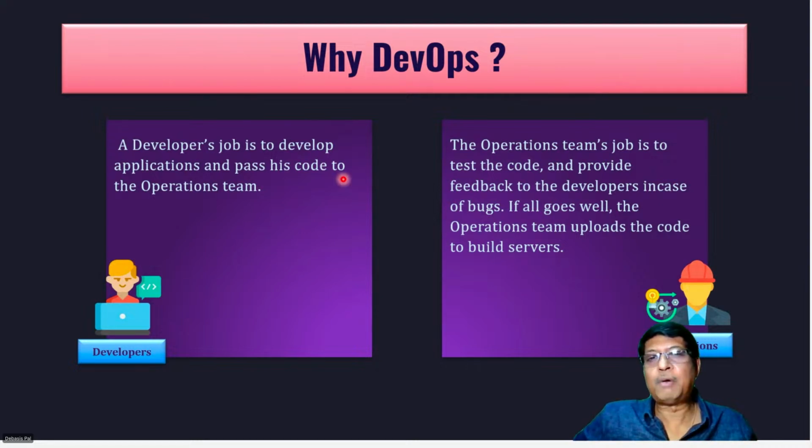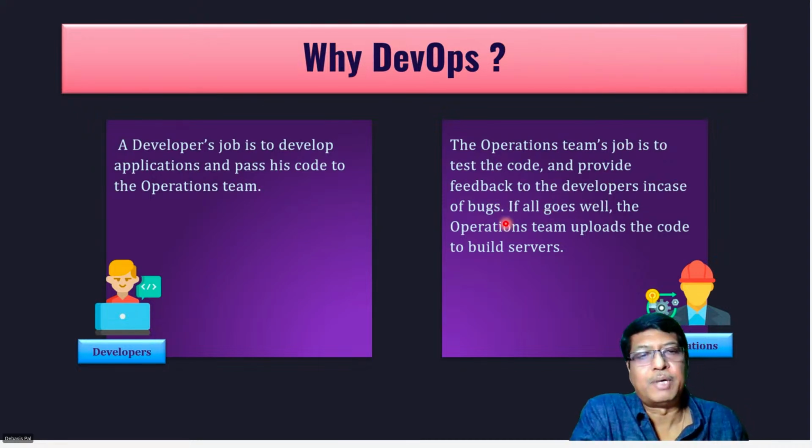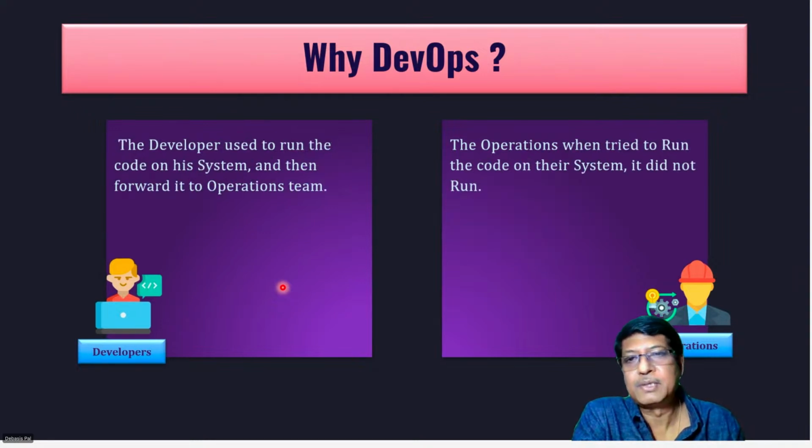The developer's job is to develop applications and pass his code to the operations team. The operations team's job is to test the code and provide feedback to the developers in case of bugs. If all goes well, the operations team uploads the code to the build servers. That is the ideal situation. But what happens? The developer runs the code on his system and then forwards it to the operations team. When the operations team tries to run the code, it fails.